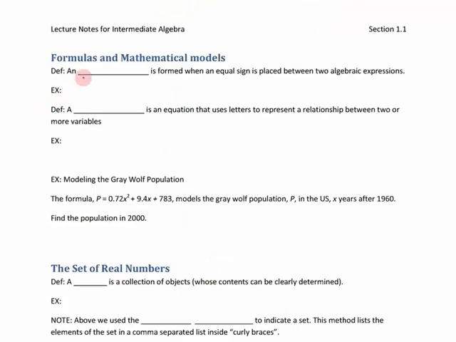Now let's discuss formulas and mathematical models. An equation is formed when an equal sign is placed between two algebraic expressions. For example, if I had x squared plus 2x equals 6x minus 1. Notice by itself, x squared plus 2x is an expression. By itself, 6x minus 1 is an expression. But when you put an equal sign in there, it becomes an equation.